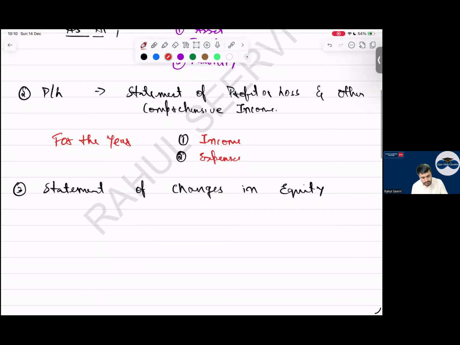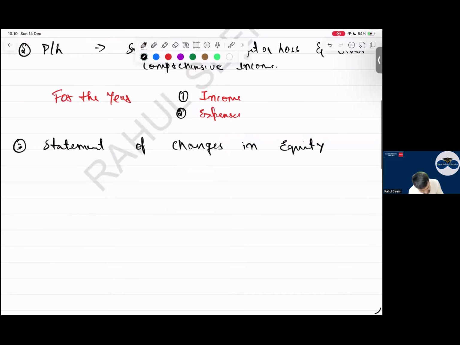Now, what does this mean, everyone? Statement of changes in equity means what? Changes in reserves, profit and loss account. Yes, yes. So can I say changes in equity? In your equity, what do we record? Tell me first what all will be recorded in equity. Can I say share capital? Sir, share premium. Sir, we record retained earnings. What is retained earnings, everyone?